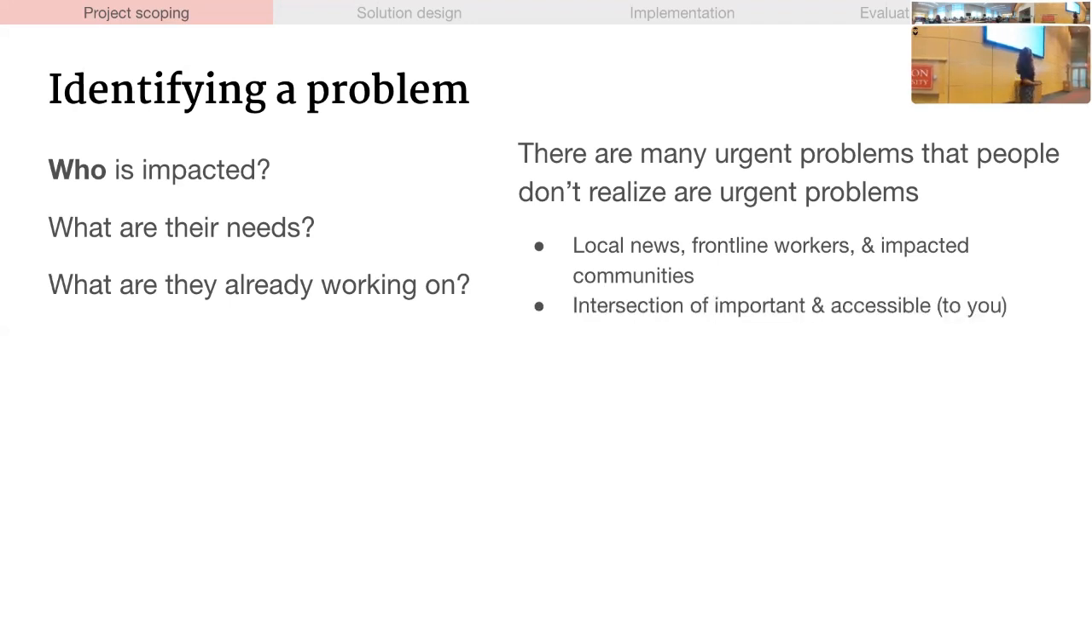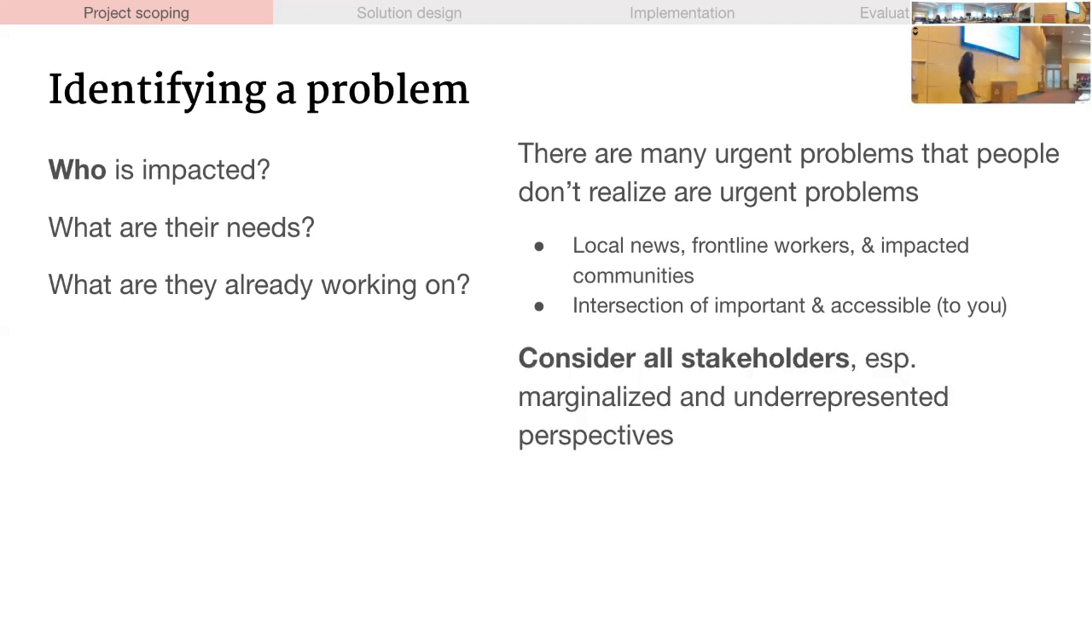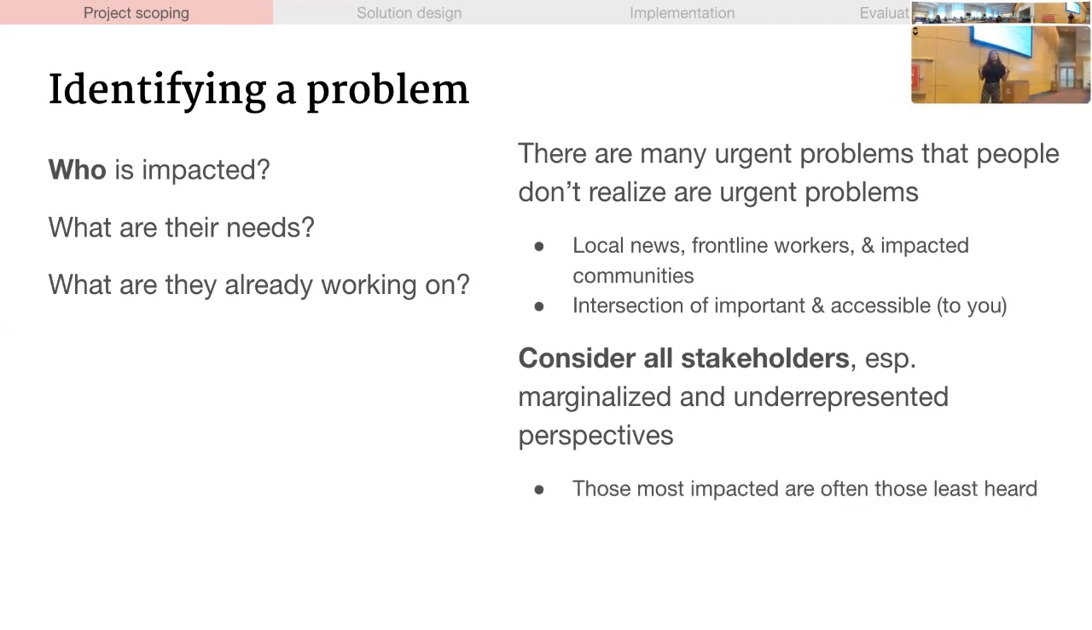And that takes us to our next point, which is really trying to get at an intersection of an important problem to work on. It has to be simultaneously important and impacting a broader community, but also something that you can actually have leverage to make a difference in. And then in the course of thinking through what problems to work on, we really encourage you to consider all possible impacted stakeholders. Oftentimes those marginalized and underrepresented perspectives are the voices that are heard least in these processes and in these surveys.